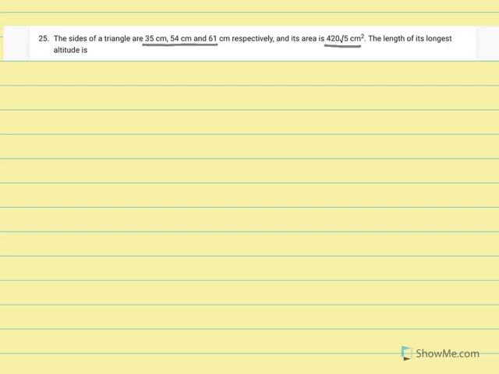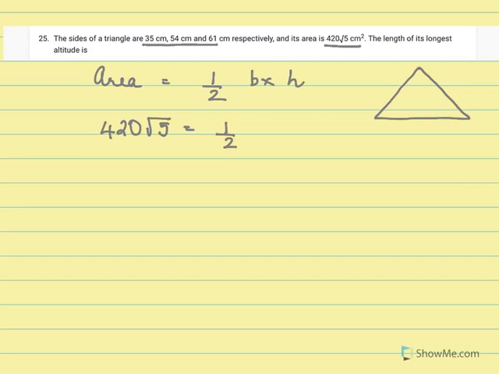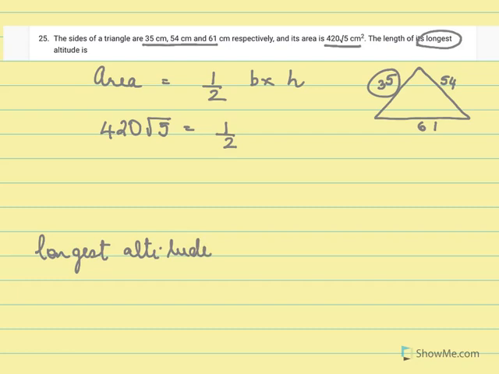Find the longest altitude. So we start with area equal to half base into height. Now the area is given as 420 under root 5 half. Now which base are we going to take? This triangle has got three sides: 35, 54, and 61. Now we need to find the longest altitude. If we want to find the longest altitude, we are going to take the shortest side, that is 35. So remember this, if you want to find the longest altitude, you need to take the shortest side.